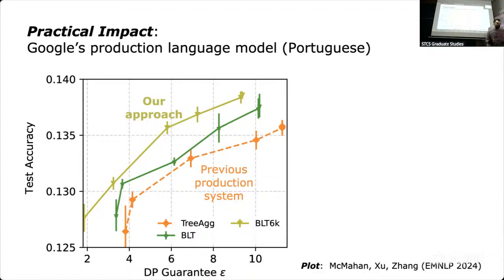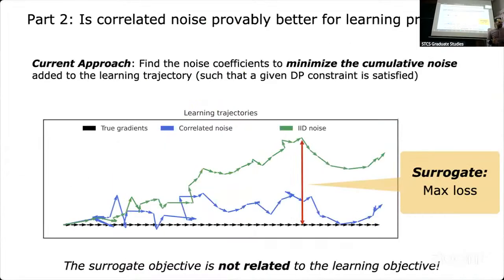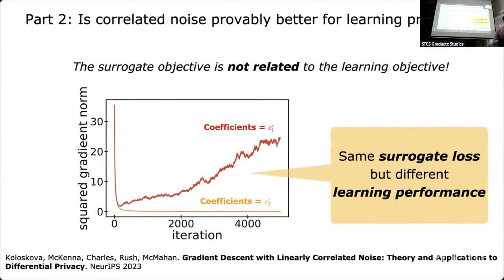So this improves that. In the second part, which I will only touch upon very briefly, if at all, depending on the time, we are going to take a closer look at this surrogate objective. We are not optimizing for the learning performance. This is purely about trajectories in parameter space. Some previous work showed that you can construct these noise coefficients where you have the same surrogate objective, but their learning performance is different. This orange one converges and the red one diverges. So what's the relationship?